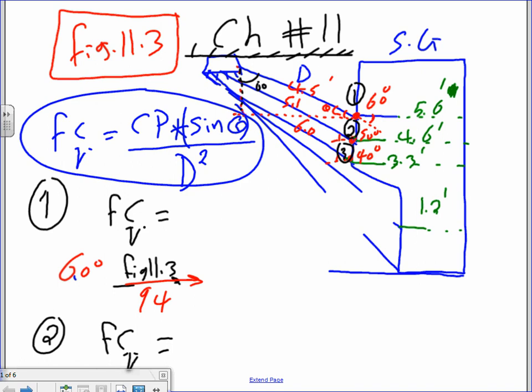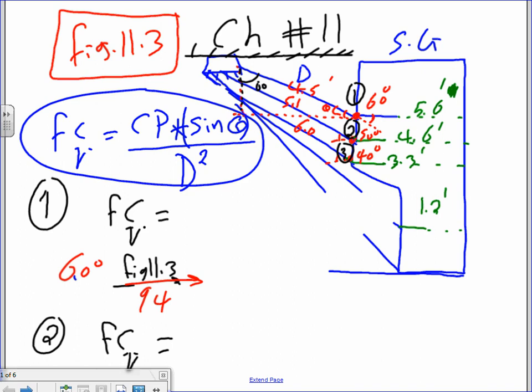Can you find the candela power? I don't have 60. I have 55 or 65. Which one are you going to use? 65. Can you see where it is on Fig 11.3? Everybody got that one? Because I don't have 60, I'm going to go to the closest. And what's the candela power? Can anybody find it? Candela power for 65.